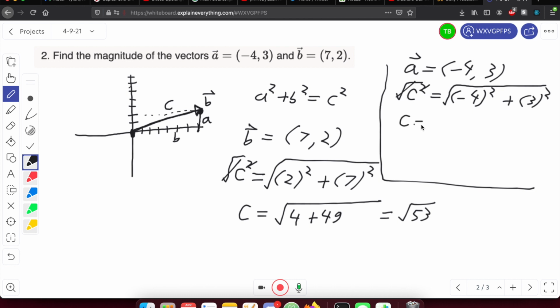We're left with c is equal to the square root of -4 squared is 16, plus 3 squared is 9, which is equal to the square root of 25, which is equal to 5. So the length of a, sometimes written like this with these double value signs, is 5. And that's the answer to the question.